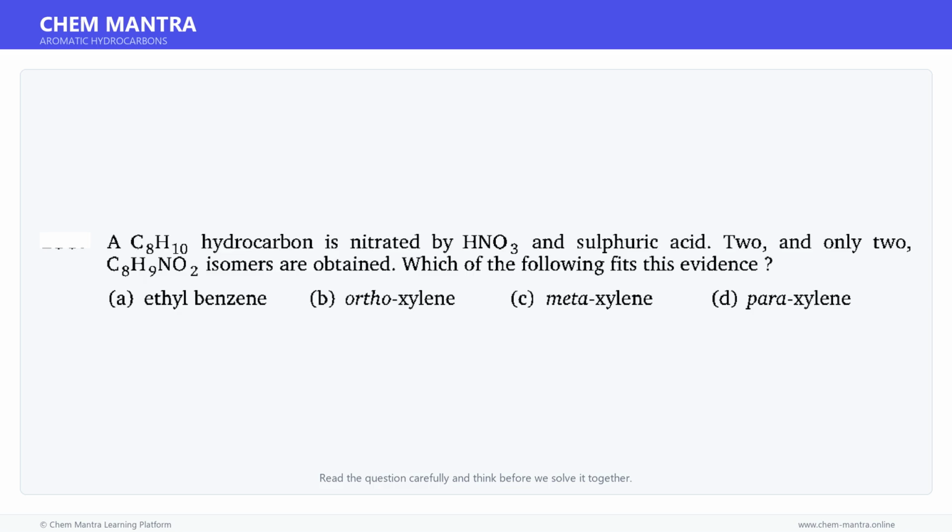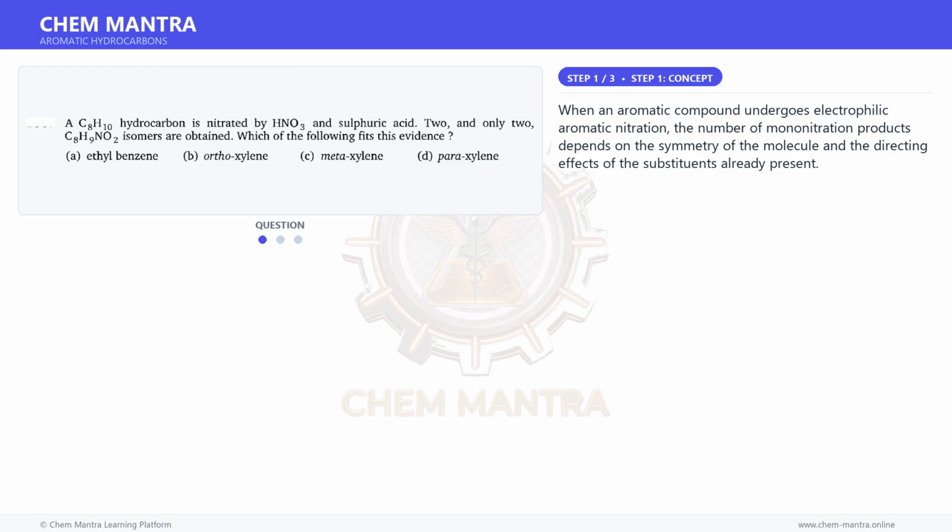Here is a question. Read it carefully and think about the answer. Let us solve it step by step. Let us first understand the key concept here. When an aromatic compound undergoes electrophilic aromatic nitration, the number of mononitration products depends on the symmetry of the molecule and the directing effects of the substituents already present.